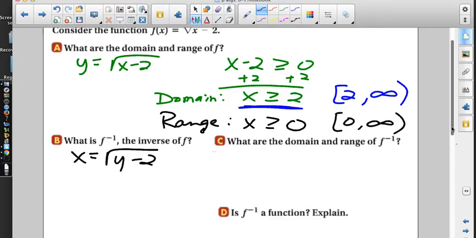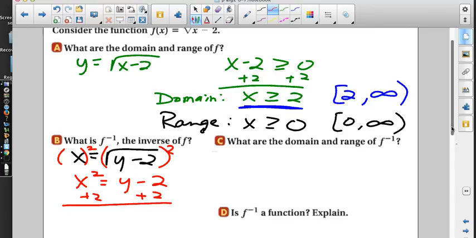and solve for y. Okay, well, to get to y, I have to get rid of that square root symbol. That means I'm going to have to square both sides. So x squared equals y minus 2. Now notice, that was not square root. So I'm not getting two outputs here. So far, so good. And then I just have to add 2 to both sides. So x squared plus 2 equals y.